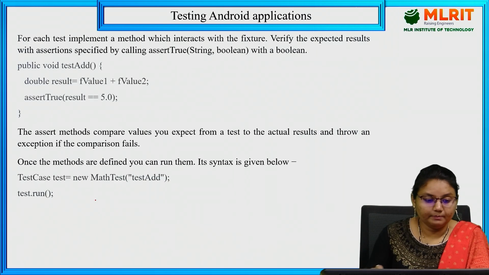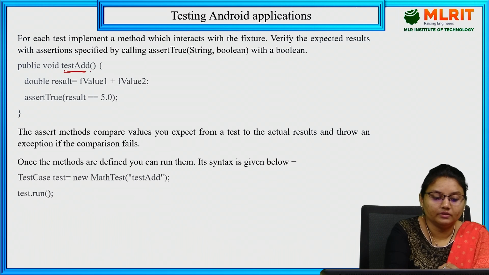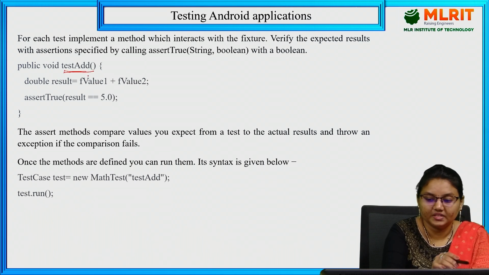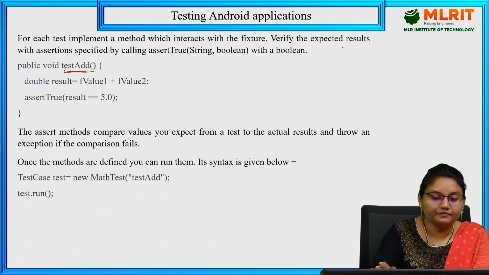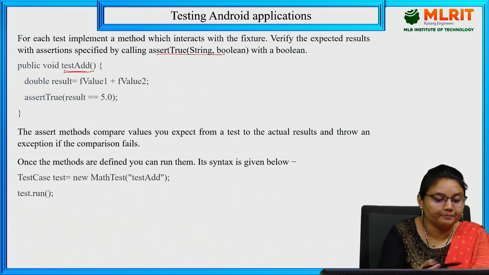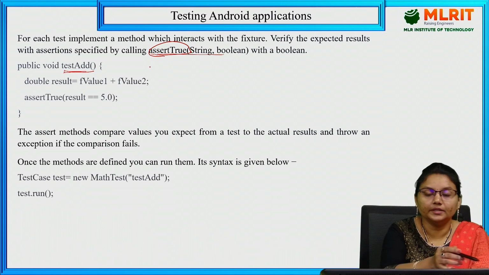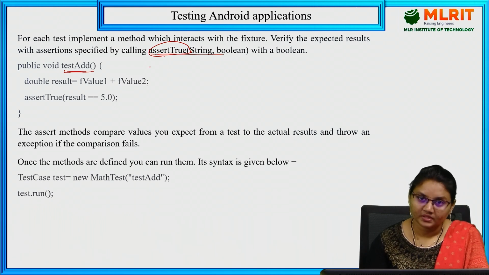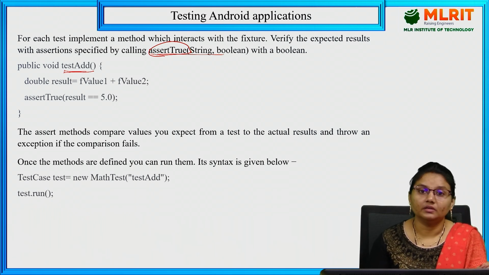Now this setup method, here we are calling what? We are defining what? Test add. Test add as a next method. Verify the expected result, calling the assert true with a boolean. Now what is here? We are using an assert true method to check whether your result is correct or not. It is efficiently giving the correct output or not.